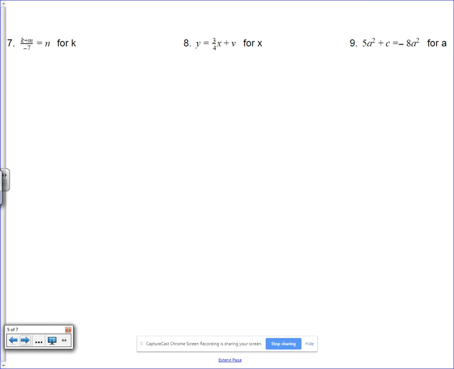Let's try number 7. I'm on the back now for number 7. You see that I have K's, M's, and N's in that problem, right? Which one do I want to isolate? The K, which is right there. What is farthest away from that K on the same side? That -7 is being divided. Everybody see that big old division bar? So what are you going to do? Multiply by -7. They will cancel on the left.